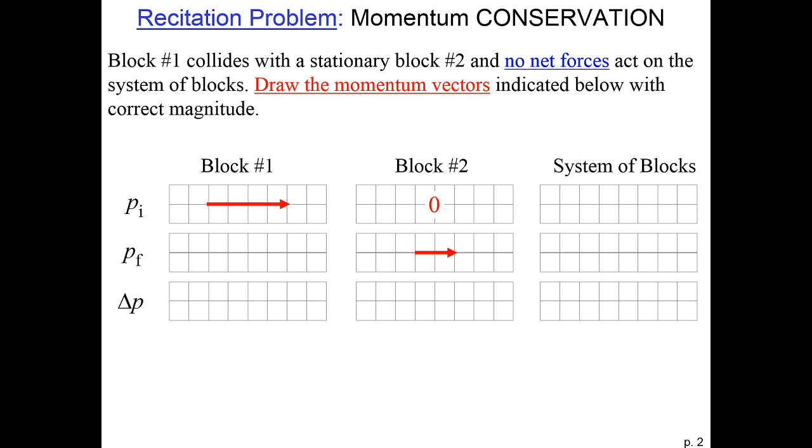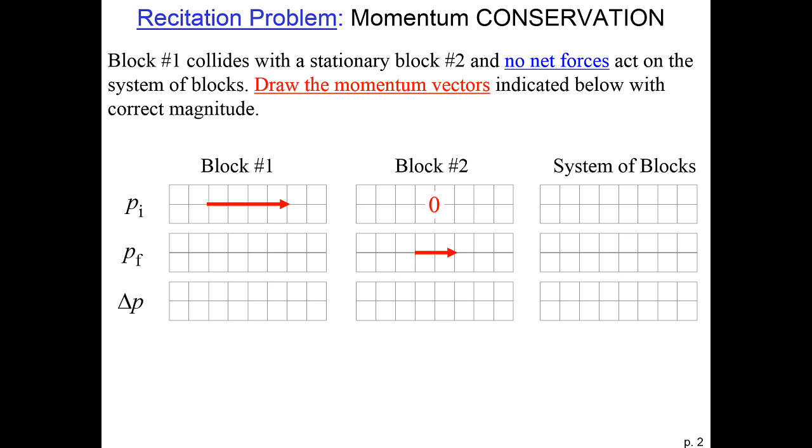So in this case, we have a block number 1 that collides with a stationary block number 2. There are no net forces acting on the system, we're just colliding two blocks. They're putting forces on each other. So we want to draw the momentum vectors with the correct magnitude. The red arrows tell us the momentum of the system that we know, and then we'll fill in blue arrows by using conservation of momentum and deduction.